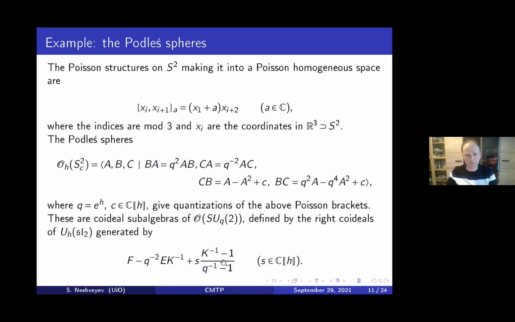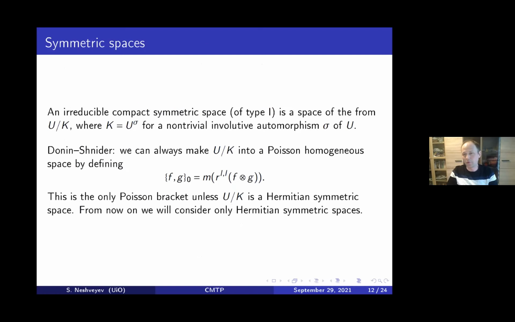So this is the easiest example, and this is the example which we want to generalize, and which has been generalized. Namely, the Podleś sphere is the simplest example of a symmetric space, and this is the class of spaces we're interested in. More precisely, formally this is called an irreducible compact symmetric space of type 1. This is a homogeneous space of the form U mod K, where K is the fixed point set of some non-trivial involutive automorphism of U.